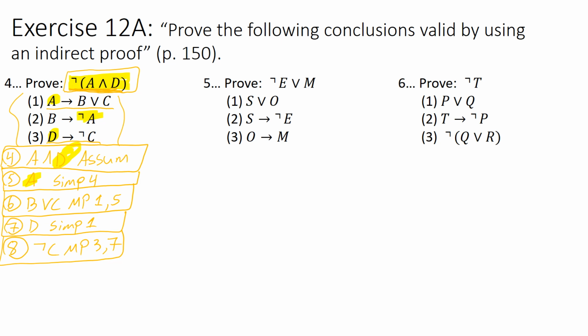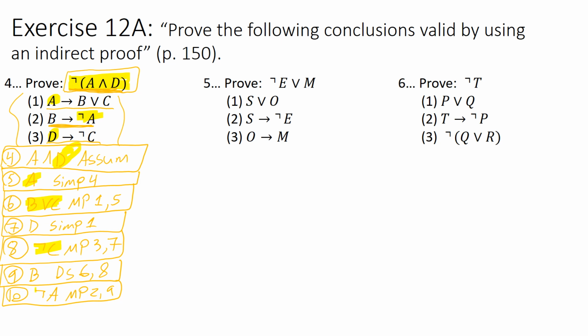For right now, let's look at B or C, not C, therefore B. So for 9, we can get B by our disjunctive syllogism, 6, 8. And then with B, we can do a modus ponens inference with lines 2 and 9. So for 10, we can get not A by modus ponens 2, 9.